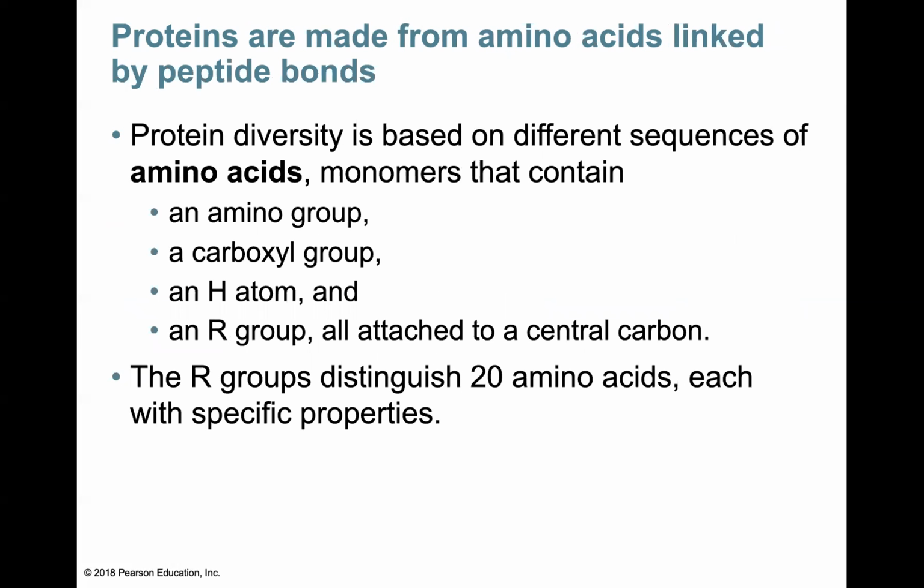So protein diversity is based on different sequences of amino acids. The monomers contain an amino group, a carboxyl group, a hydrogen atom, and an R group, all attached to a central carbon, and that ultimately determines the reactivity or interactions of these amino acids. The R group distinguishes the 20 amino acids, each with very specific properties, being hydrophobic, hydrophilic, and so forth.